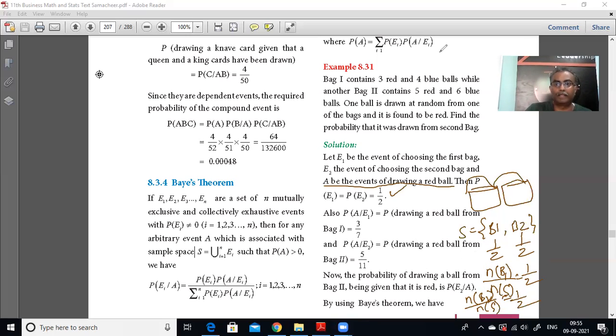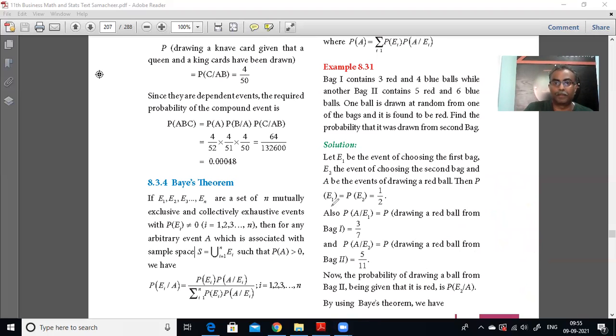Very easy. This is all 9th standard mathematics, 9th standard probability. Now P of A, the probability of choosing a red ball, given that bag 1 has been chosen. How should you read this? How should you understand this?